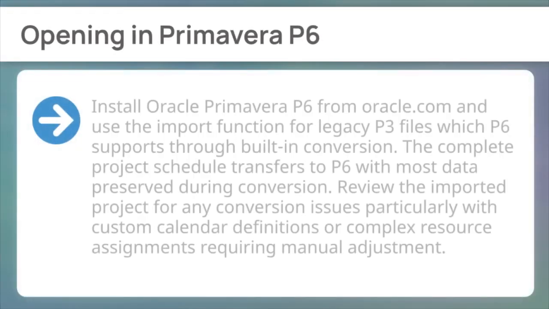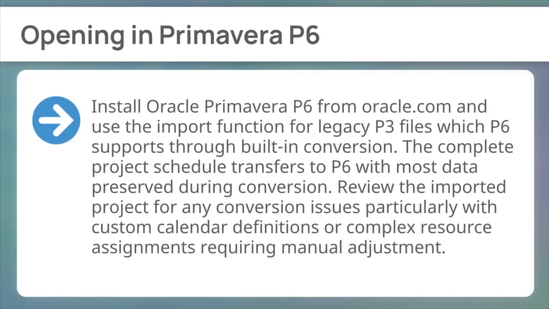First, opening in Primavera P6. Install Oracle Primavera P6 from oracle.com and use the import function for legacy P3 files, which P6 supports through built-in conversion. The complete project schedule transfers to P6 with most data preserved during conversion. Review the imported project for any conversion issues, particularly with custom calendar definitions or complex resource assignments requiring manual adjustment.